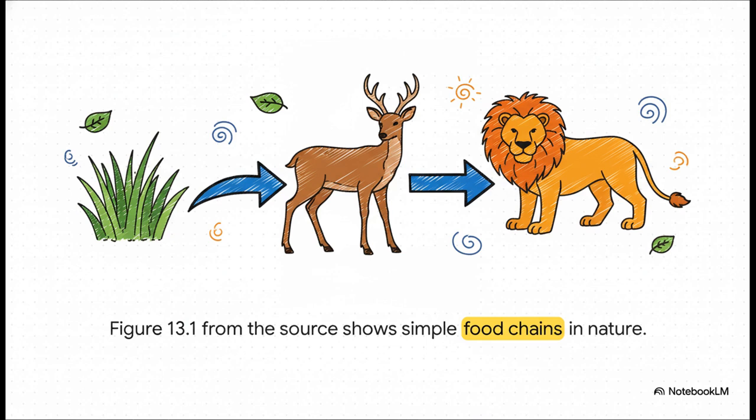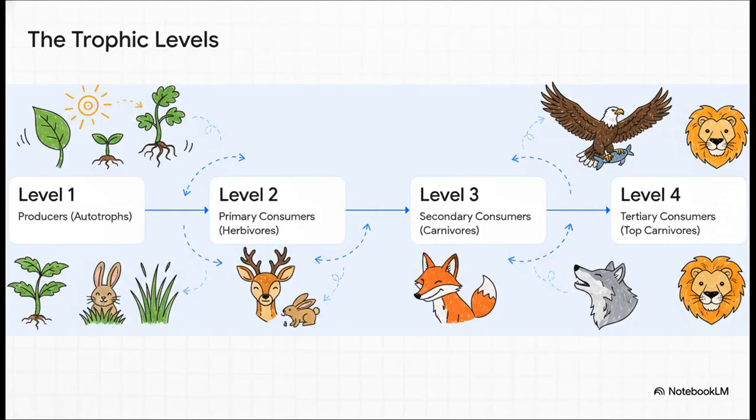For example, if you look at the slide, in a grassland, grass is the producer. It is eaten by a deer, which is a consumer, and then the deer is eaten by a lion, which is another consumer. This is a simple food chain. Now, each step in a food chain is called a trophic level. It's a very simple concept.